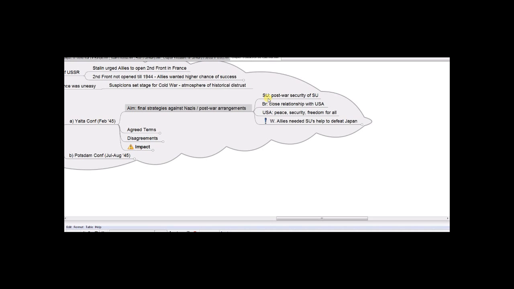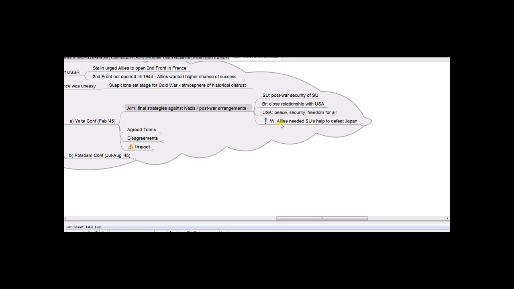Britain, knowing that its power was waning, the fact that it had been defeated in places like Southeast Asia during World War Two, felt that it couldn't sustain itself as a superpower after the end of the war, and therefore Churchill, the British Prime Minister, sought to forge a close relationship with the USA. The USA at this time was still under President Franklin Roosevelt. They basically sought peace, security, and freedom for all, after World War Two. We're going to look at how this would manifest itself later on.